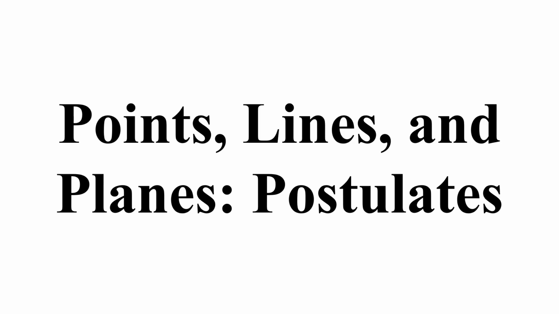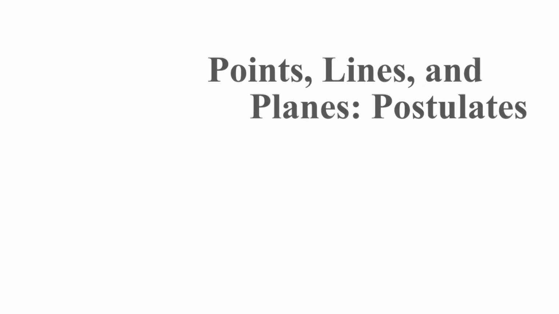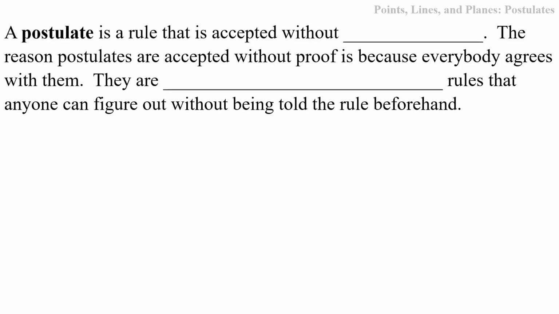Okay, we will continue our lesson on points, lines, and planes, and we'll talk about a thing called the postulate. So let's define what a postulate is. A postulate is a rule that is accepted without any proof. The reason postulates are accepted without proof is because everybody agrees with them, kind of like a defined term. They are basically common sense rules that anyone can figure out without being told the rule beforehand.